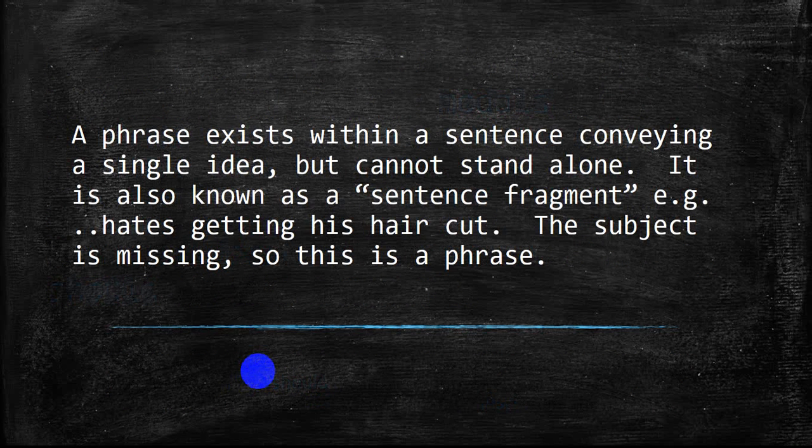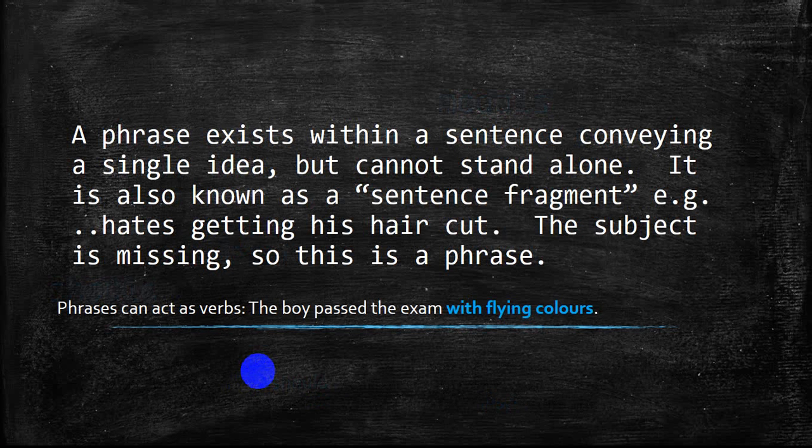A phrase exists within a sentence conveying a single idea but cannot stand alone. It is also known as a sentence fragment. For example, hates getting his hair cut. The subject's obviously missing, and so this is a phrase. Phrases can act as verbs. The boy passed the exam with flying colours.